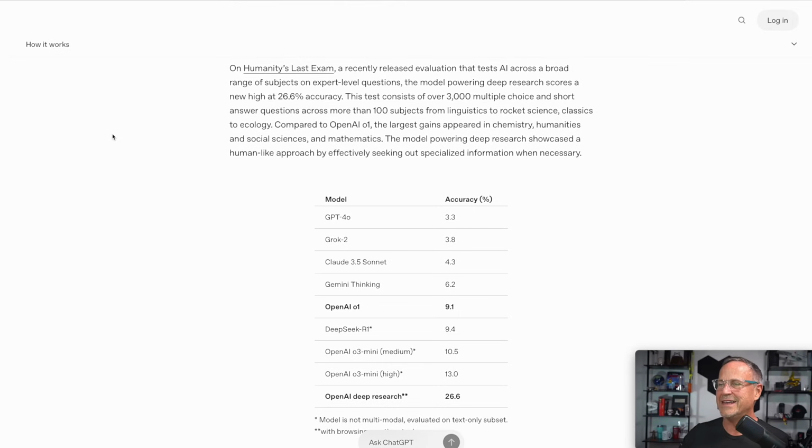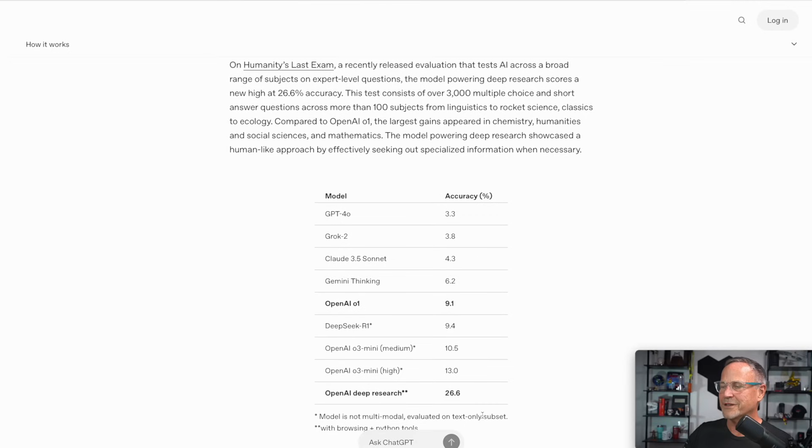So you can see the accuracy percentage. GPT-4o, which was state-of-the-art not that long ago, got 3.3% accuracy on this exam. So just kind of pathetic, right? You know, it's like almost chance at that point if it's 3%. You can then see here that OpenAI's O1, which is relatively recent, just a few months old, got 9.1%. So that's a 3x improvement. That's very, very nice, but still single digits. You can also see that DeepSeek R1 only got a 9.4, and that is not multimodal. It was on text only subset. But anyway, it's on the order of the same performance as OpenAI's O1.